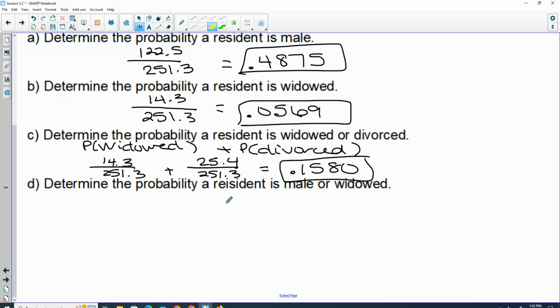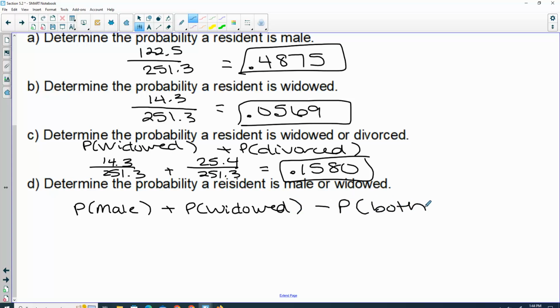Alright, the last one. Determine the probability that a resident is male or widowed. Can you be both? Yes. So we have to do it one of two ways. We either have to use the formula, or we just have to go to our table and add up everybody that fits. Which way do you guys want to try it? Okay. So, because you can be in both groups, we have to say, okay, that means you could be male, or means add, could be a widow. But we know there's overlap, so we have to subtract off the people that are both, that we double count.